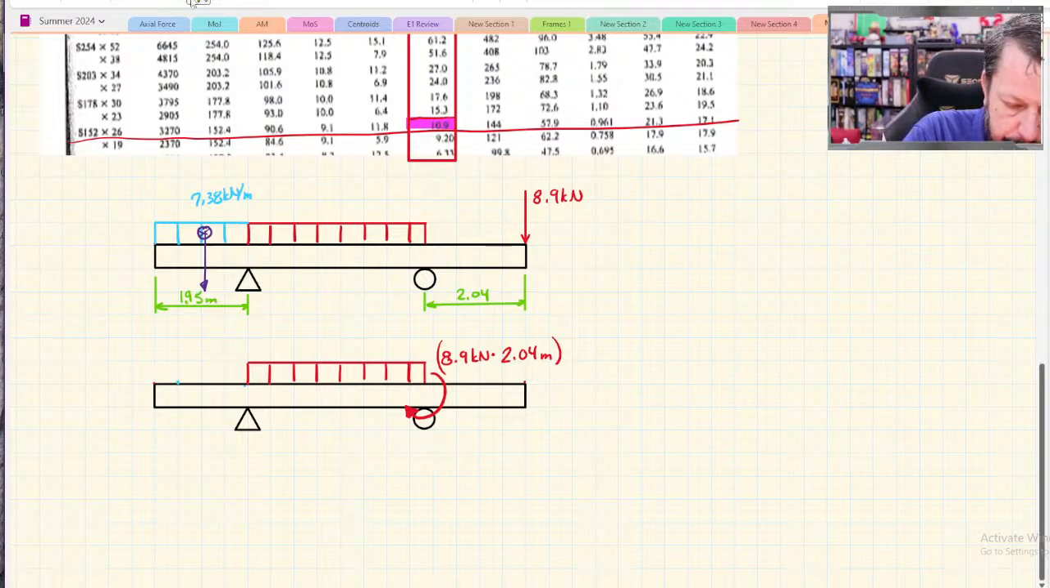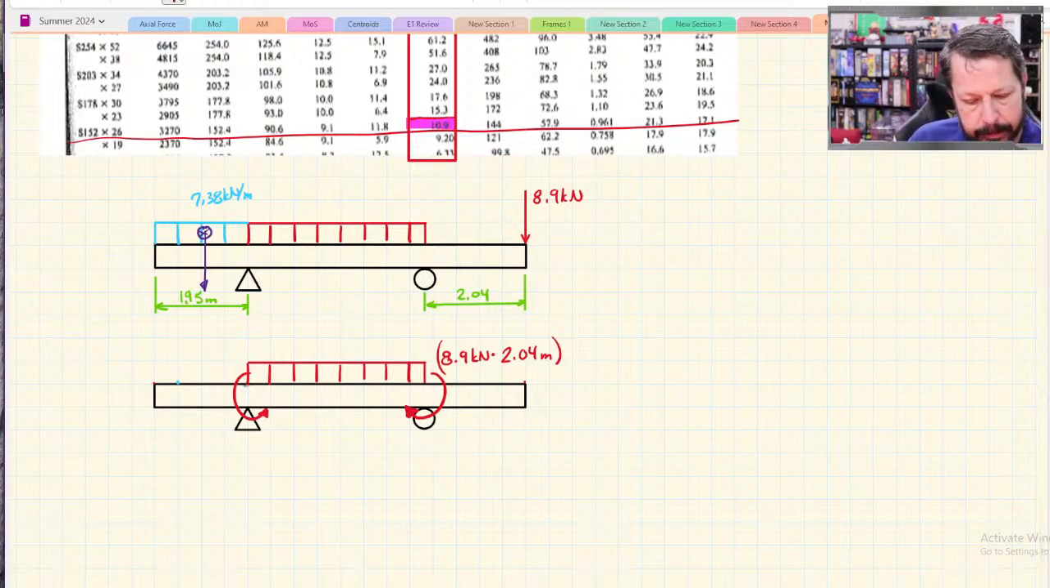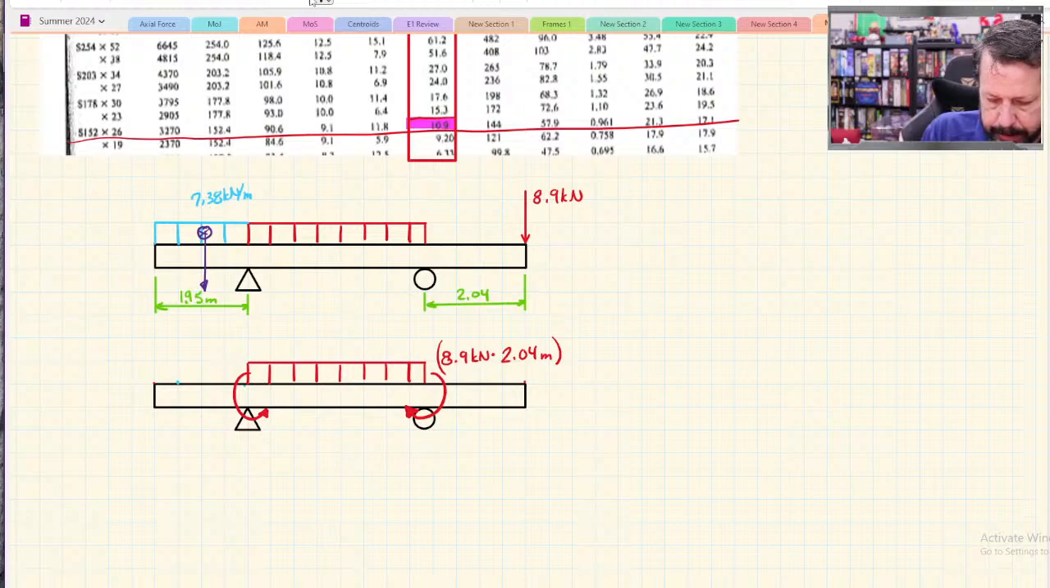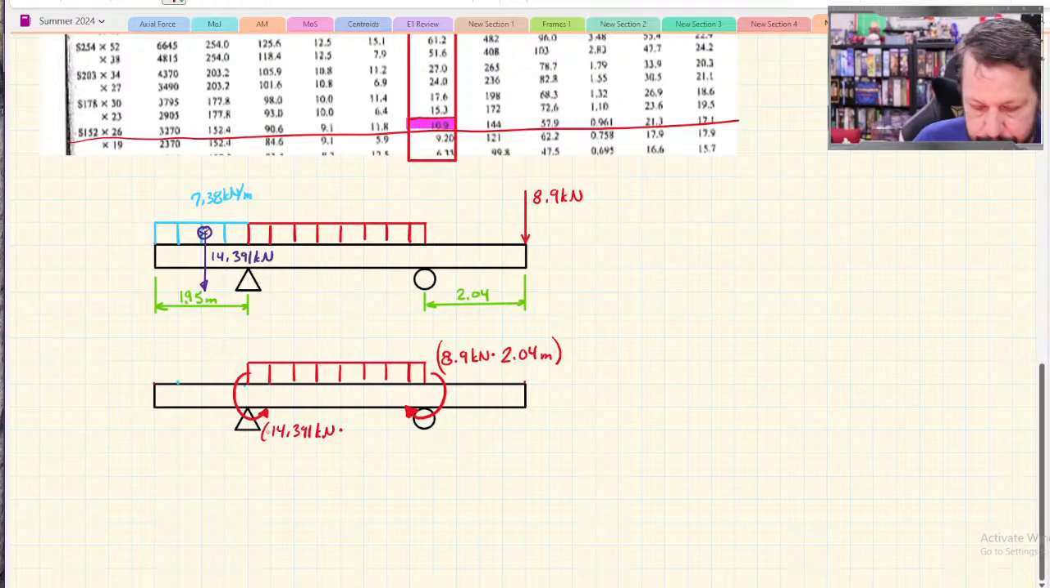So the concentrated moment here would be 7.38 kilonewton. Oh, wait. Actually, no. I need a calculator. The lumped load is 7.38 kilonewtons per meter times 1.95 meters, 14.391 kilonewtons. So the concentrated moment would be 14.391 kilonewtons times its moment arm, which is 1.95 divided by 2, 0.975.